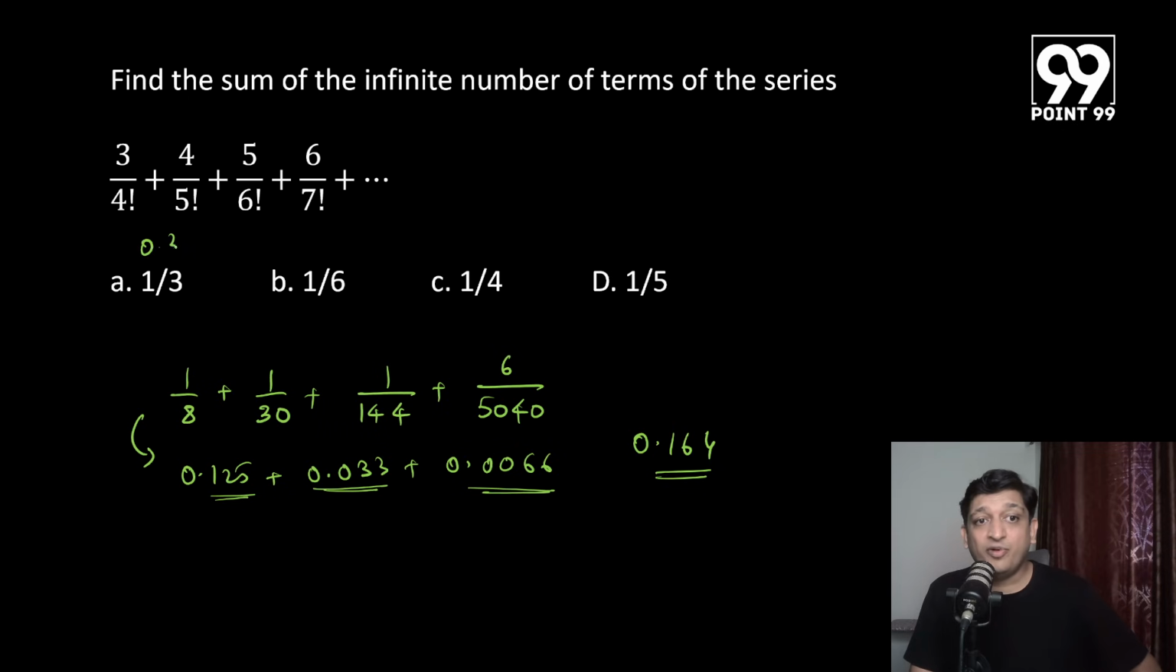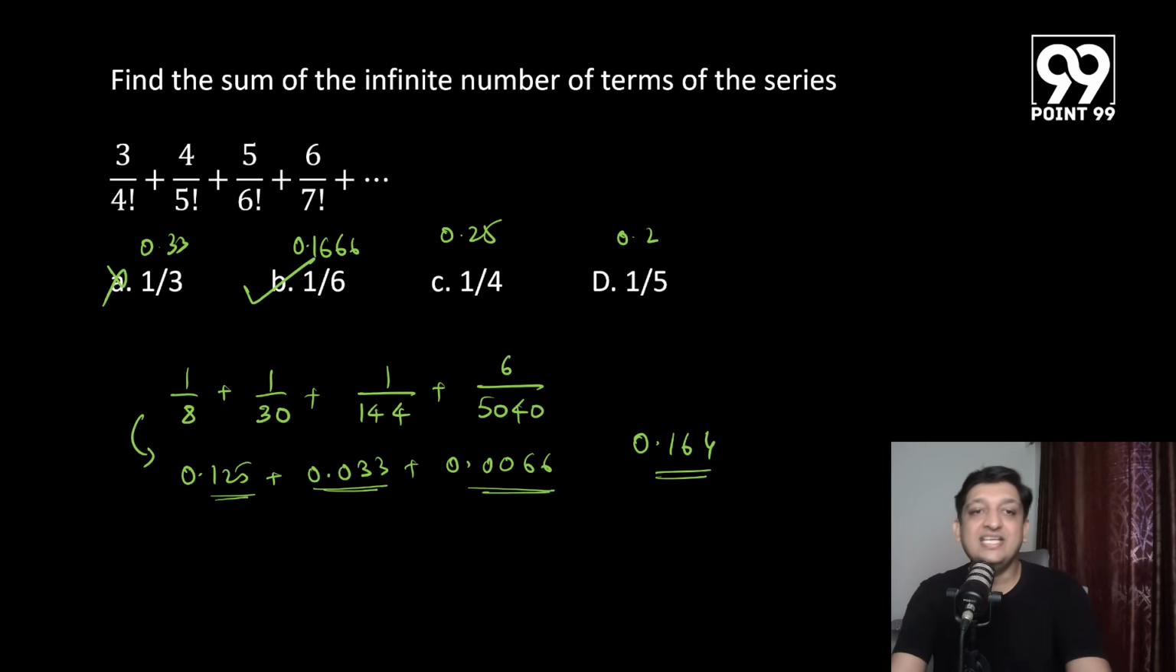1 by 3 is 0.33, which is way ahead of where we are. 1 by 6 is 0.1666, which is very close to where we are. 1 by 4 is 0.25, which is very far away. 1 by 5 is 0.2, which is very far away. So the answer in this case is option B, that is 1 by 6. So fairly straightforward question. If you just take values, you will be able to answer it very nicely.